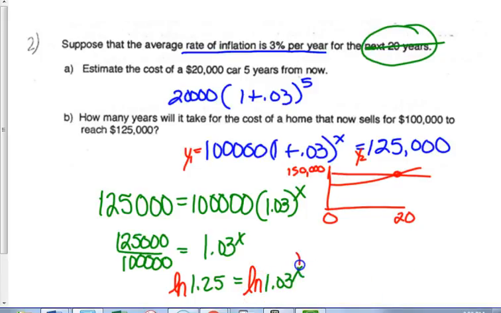All right, we're going to move the x out front. Remember that from yesterday? So we have the log of 1.25 equals x times the log of 1.03. And then we're just going to divide those.